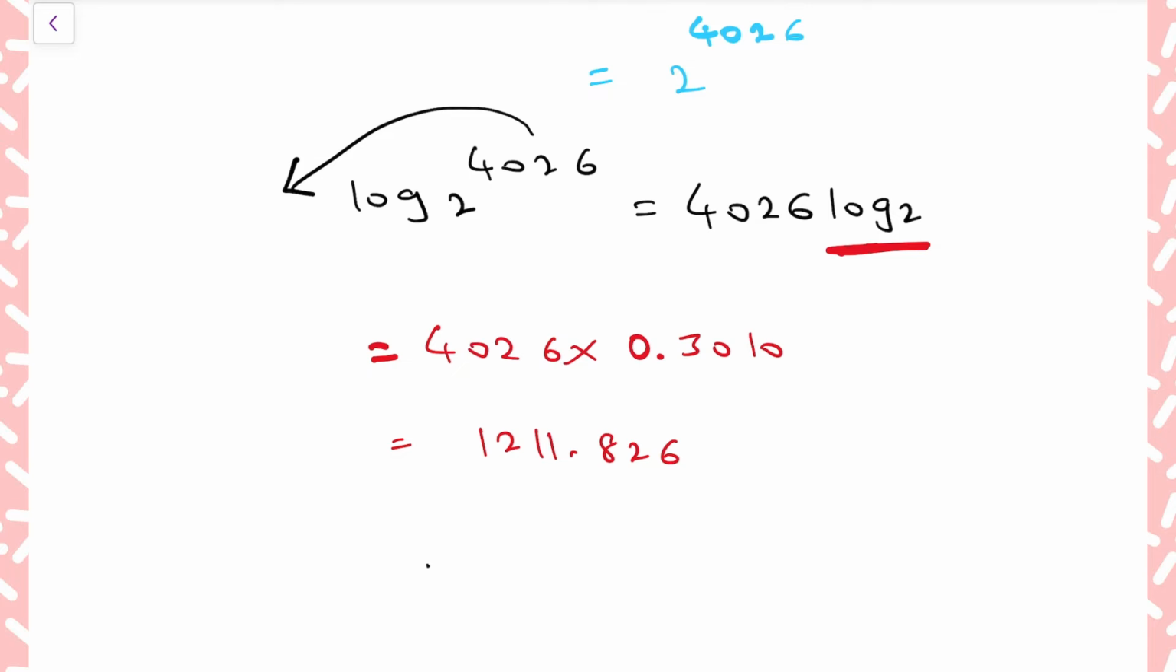Now, before the decimal, which number will be there? That is 1211. For that number, we need to add 1. So it becomes 1212. For every time compulsory, if you are doing this question means definitely you need to add 1 for the number which is before the decimal. So 1212. So totally 1212 digits will be there.